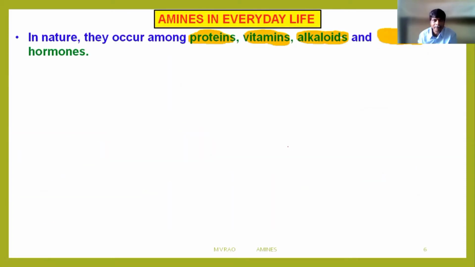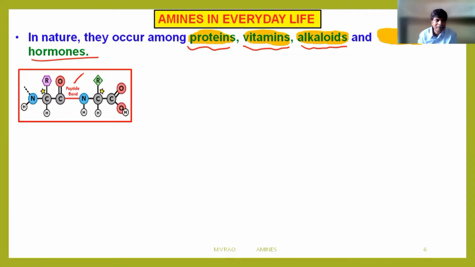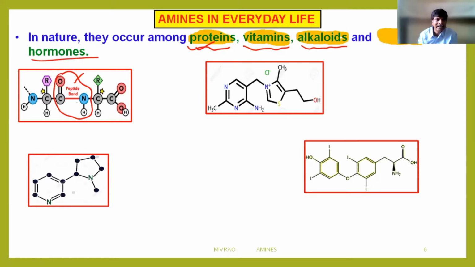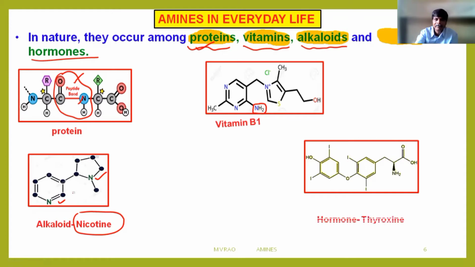So, amines in everyday life. In nature, they occur among proteins, vitamins, alkaloids, and hormones. You can see some examples. This peptide bond is there, the CONH bond. The CONH bond is called a peptide bond. A compound with peptide bonds is called a protein. Protein contains NH. Vitamins: it is one type of B vitamin, vitamin B1, it contains NH2, meaning amine. Third, alkaloid, nicotine. This also contains N, amine. Next, hormones: thyroxine contains NH2. It is also called an amine. So these are the amines in everyday life: proteins, vitamins, alkaloids, and hormones.